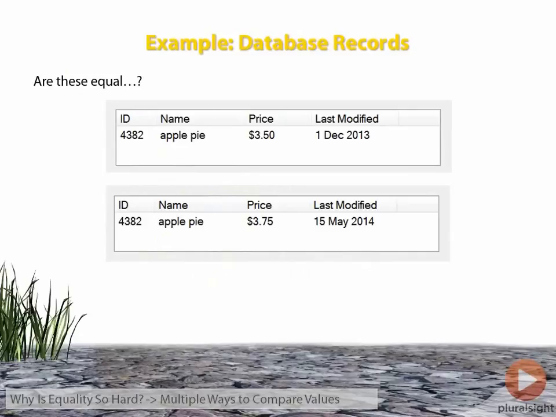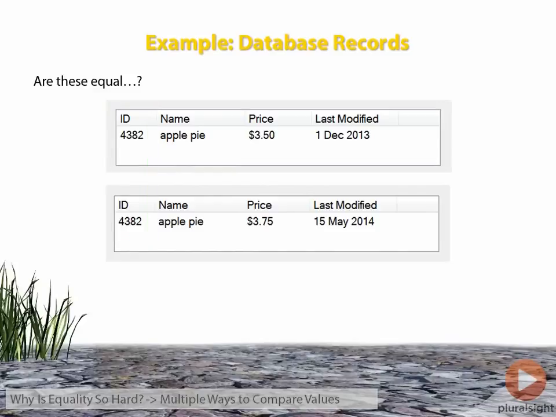Here are 2 database records. Are they equal? In one sense, yes. Obviously these are the same record. They're referring to the same foodstuff, and they have the same primary key. But their values are different. Clearly one of these data items refers to a record after it was updated.